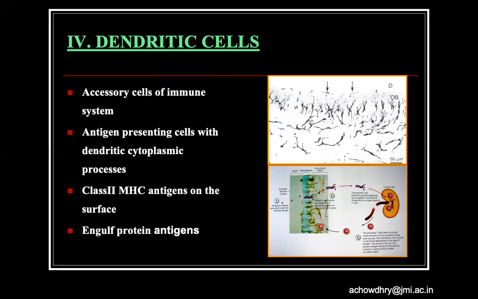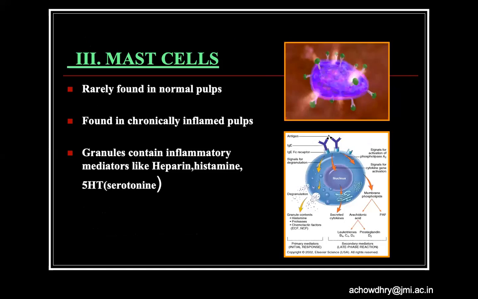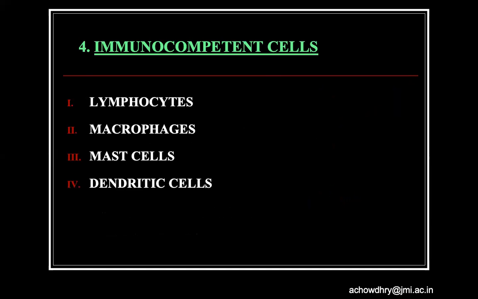Then are the dendritic cells. They engulf the protein antigens. These are the cells which will engulf the protein antigen. Antigen presenting cells with the dendritic cytoplasmic processes are also present. These are accessory cells of the immune system. Again, these will be the least important after mast cells, but they are for a complete answer. You require all the 4 cells to be talked about, which are lymphocytes, macrophages, mast cells, and dendritic cells.